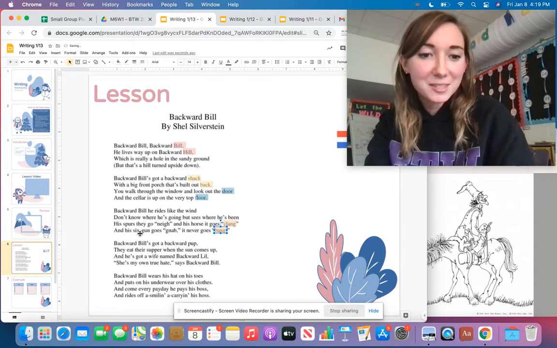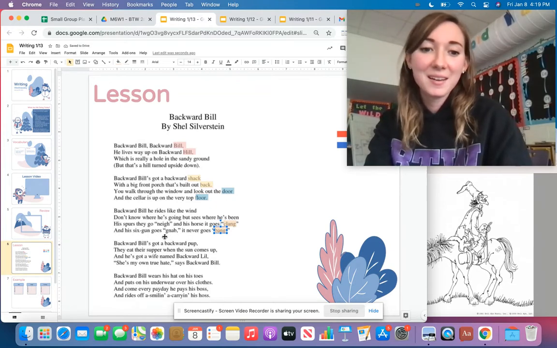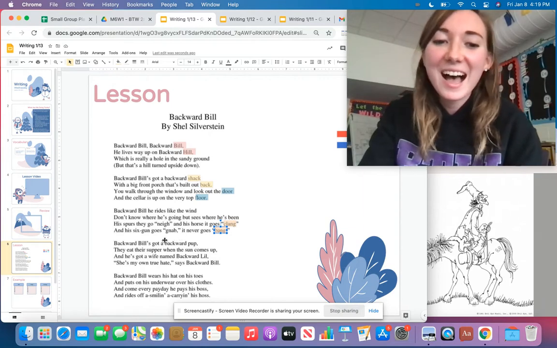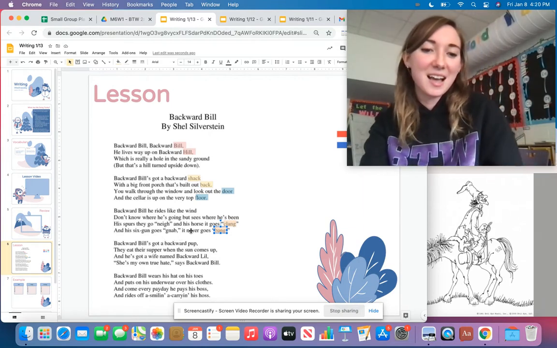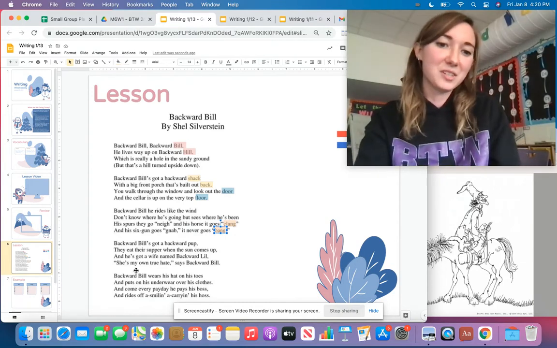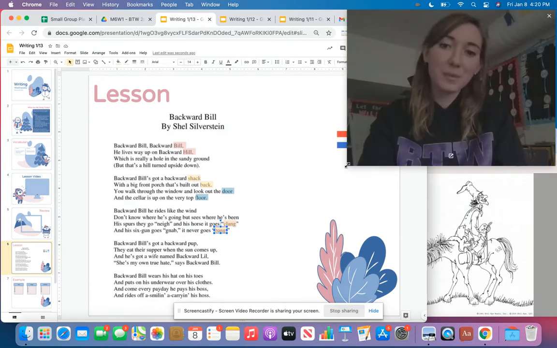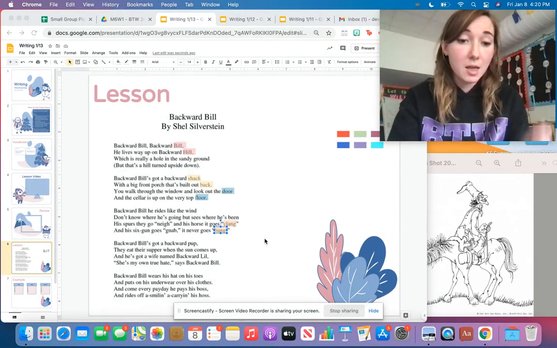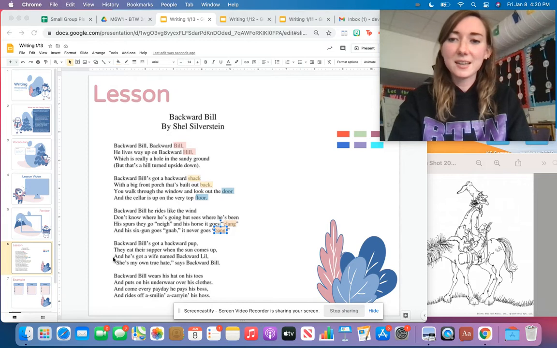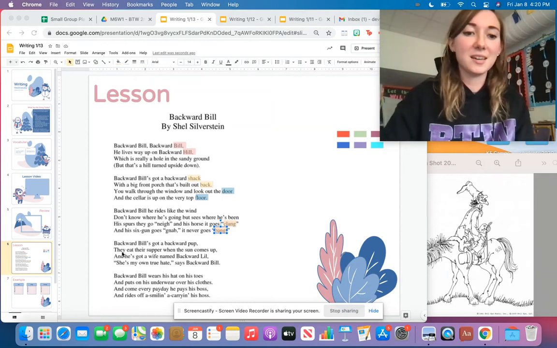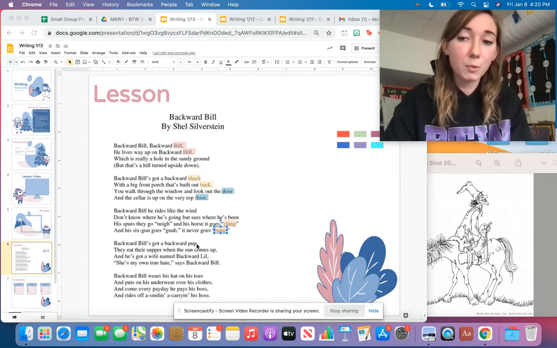And I do want to point out, so his six gun goes gnab. Do y'all know why it says gnab? It says gnab because that is bang spelled backwards. So it's just another silly little joke in this poem. This poem makes me feel happy because it is a very silly poem. Our fourth stanza, say stanza. Yes, so our fourth stanza says, backward Bill's got a backward pup.